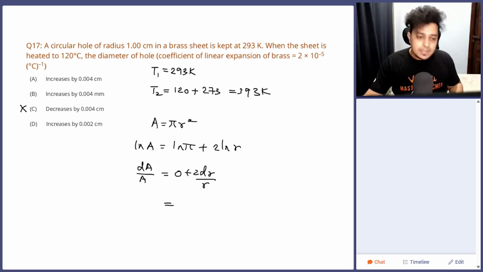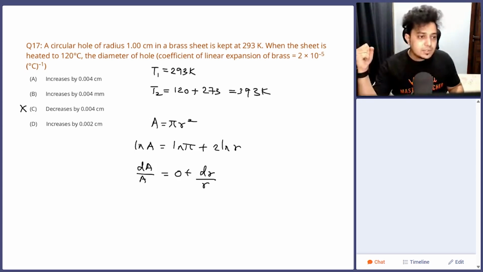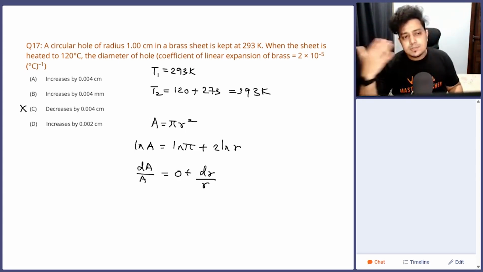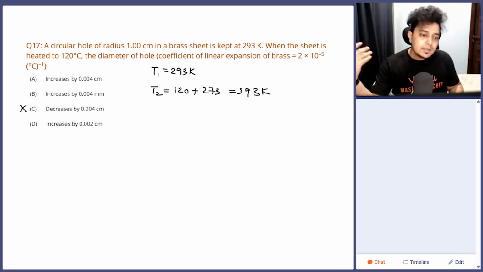So 2 into dr upon 2r can be written as change in diameter. Let's write down like this: 2 multiplied, 2 divided. So this term will form change in diameter. Okay, let's make that change at the end only. What we can do regarding the change in radius, or we can directly go for radius linear expansion. So why even go for the area, because they have not even given us the coefficient of areal expansion.